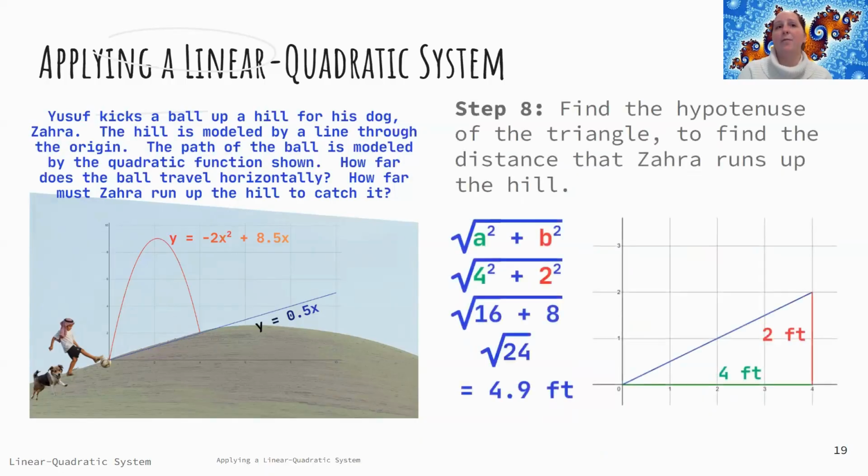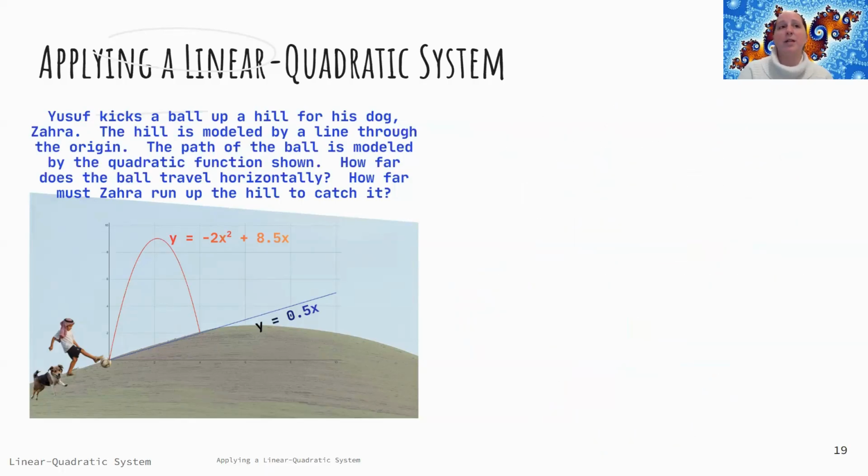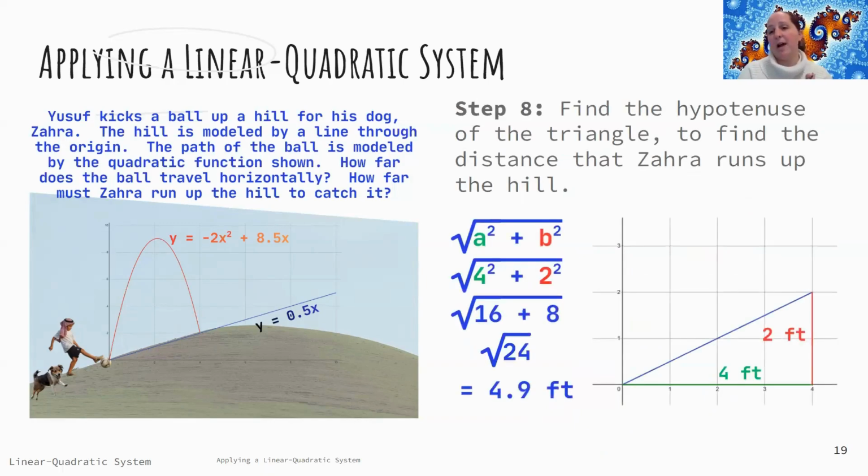That information is going to be helpful because I'm finding how far the ball traveled horizontally, which I did with x equals 4. That's my horizontal distance. But I also need to find how far Zara ran up the hill to catch it. In order to do that, I'm going to use my horizontal and my vertical heights to figure out the hypotenuse of my triangle. So I find the hypotenuse of the triangle to find the distance that Zara runs up the hill. My a value, or my horizontal distance, is that 4 feet. My b value is my vertical distance, which was 2 feet, which we found when we substituted that value of 4 into our equation and found my value for y.